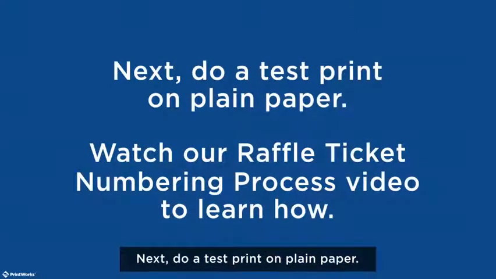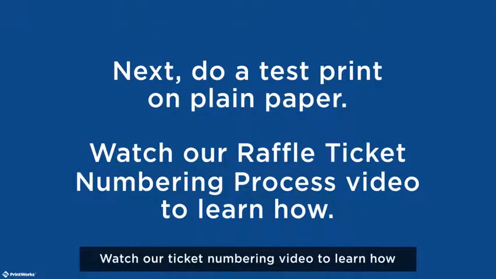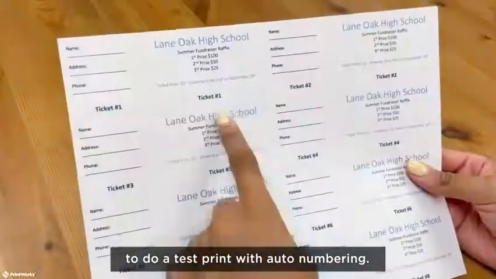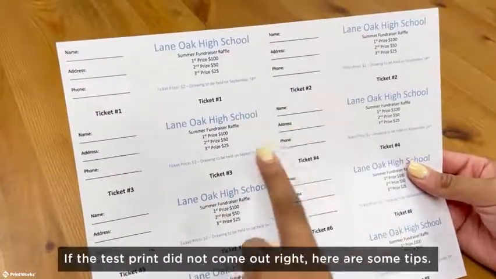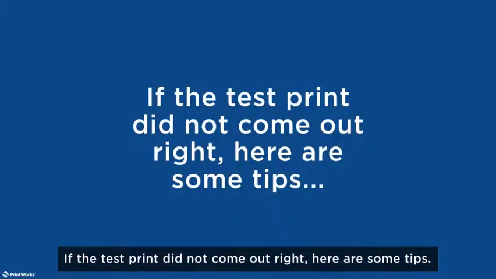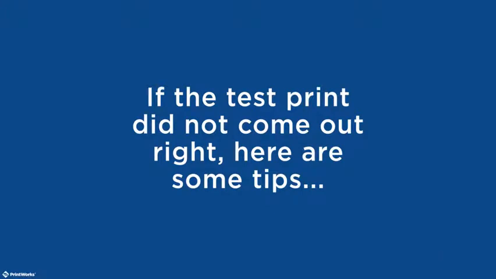Next, do a test print on plain paper. Watch our ticket numbering video to learn how to do a test print with auto numbering. If the test print did not come out right, here are some tips.